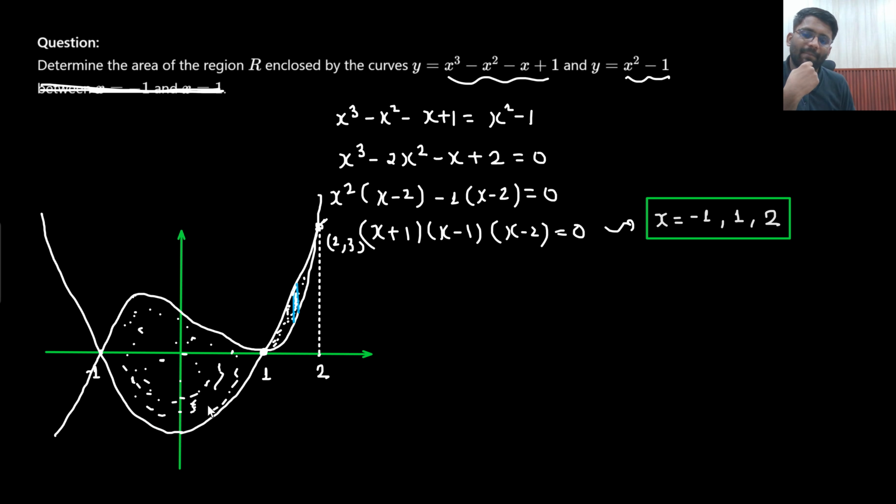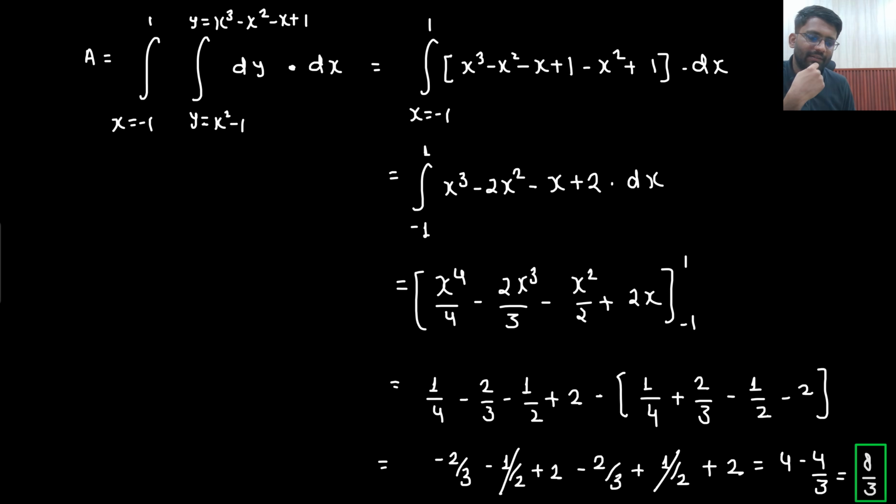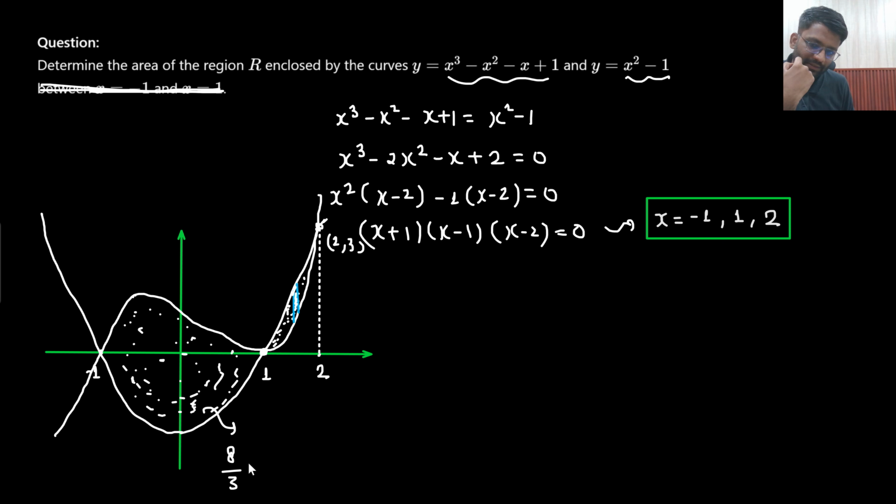This area is 8 by 3 unit square. And now here the graph is going. If you take the vertical strip here and look closely, this particular graph that we have drawn is the lower bound, right? This graph is y equals x square, and the downward graph is y equals x cube minus x square minus x plus 1. So here the value of y is going from x cube minus x square minus x plus 1 to x square.